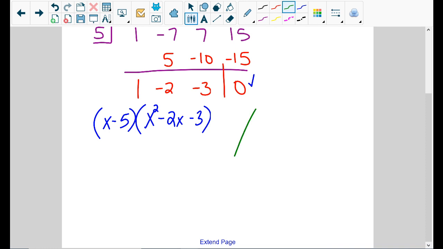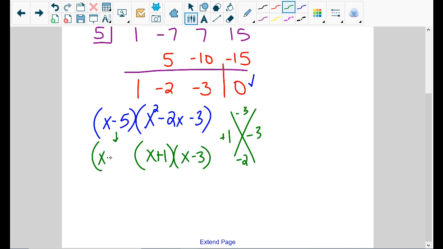So here we can do our x puzzle. A times c is negative 3, b is negative 2. Factors of 3 are 1 and 3. To get a negative 2, 3 has to be negative, 1 is positive. And now this can factor into x plus 1 and x minus 3. This x minus 5 just comes straight down. So there are my 3 factors from that original expression.